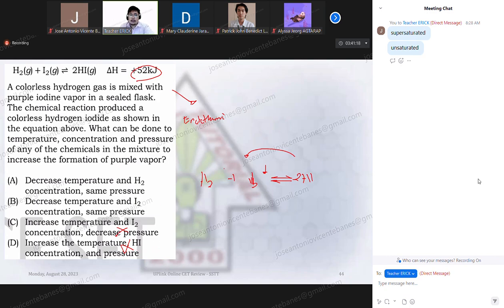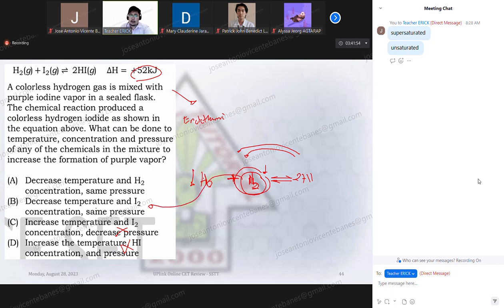Next, H2 is the colorless hydrogen gas. But if you want a more purple vapor, you need to add the reactant. Although it may forward the reaction, the idea here is to produce more iodine gas. And therefore, you have to lower your hydrogen gas. Since the equilibrium is now going to your reactant, you just need to add the reactant. Therefore, you're going to produce your iodine for a more purple color.